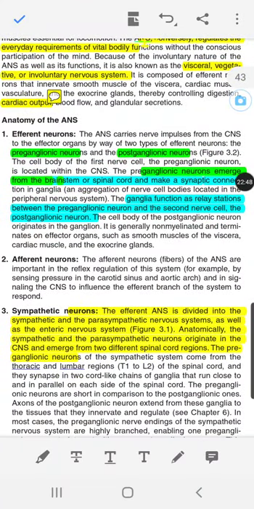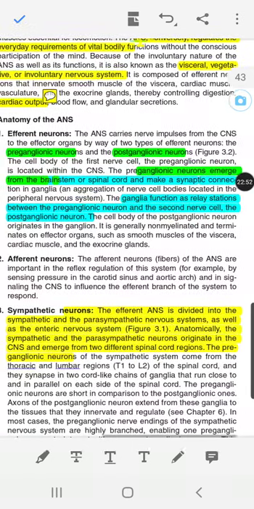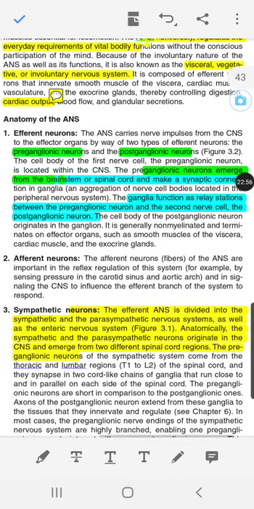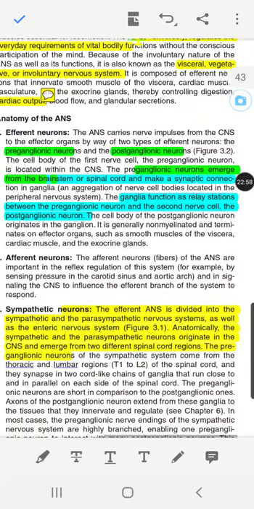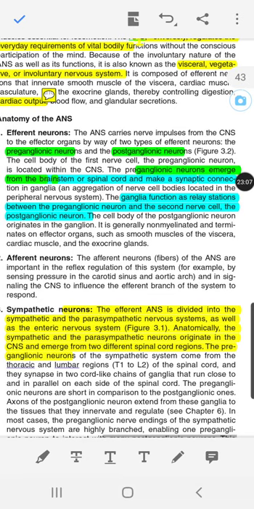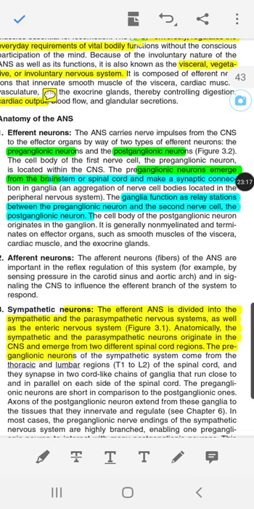The preganglionic neurons emerge from the brainstem or spinal cord and make a synaptic connection in the ganglia. And what is the ganglia? There is a definition of the ganglia: an aggregation of the nerve cell bodies located in the peripheral nervous system. So ganglia is the aggregation of the cell bodies. You have to learn this point. You can use it in the MCQs. What are the ganglia? The aggregation of the cell bodies.